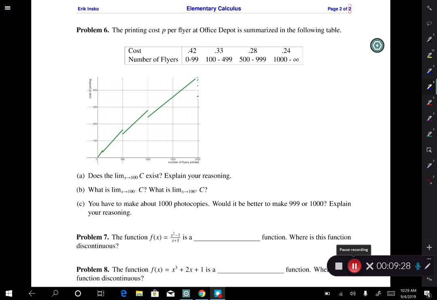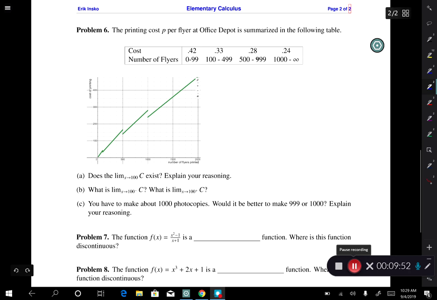Okay, and now in problem 6, we're looking at the cost of printing flyers at Office Depot. And to create this table, I actually went to Office Depot's website and looked up the cost of printing flyers. So these are actual values from 2019. And if you look at this, it says that the cost of producing 0 to 99 flyers is 42 cents, but then the cost of producing between 100 and 499 flyers is only 33 cents per flyer.